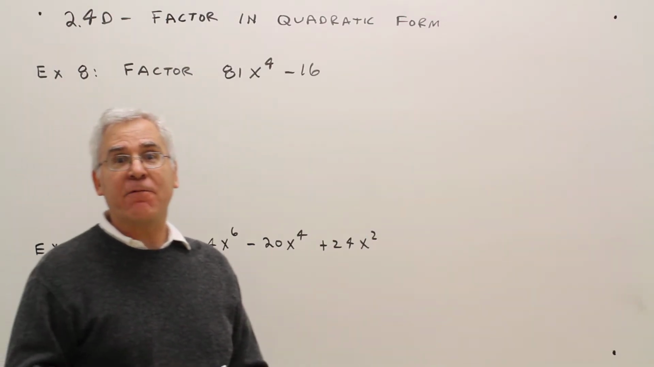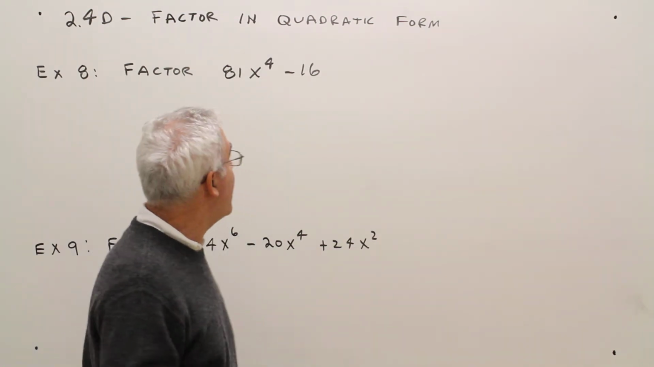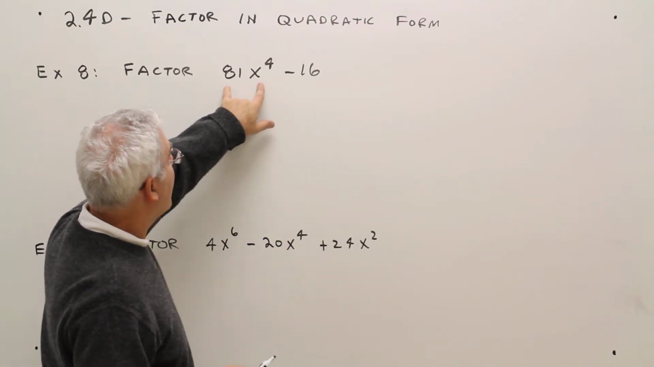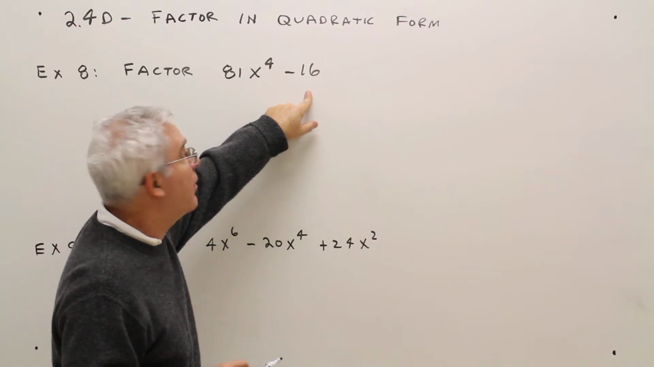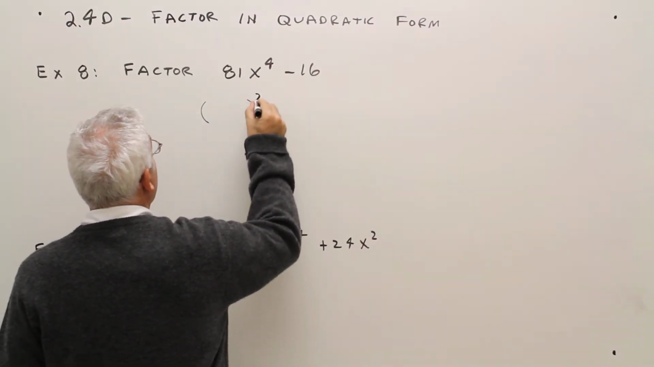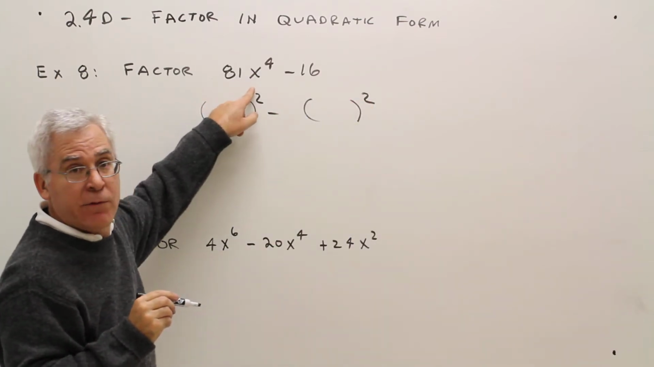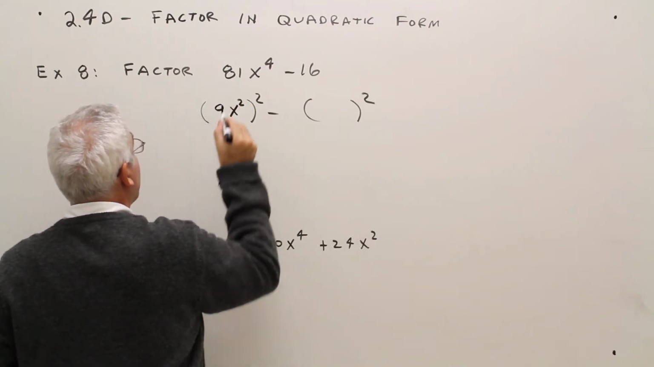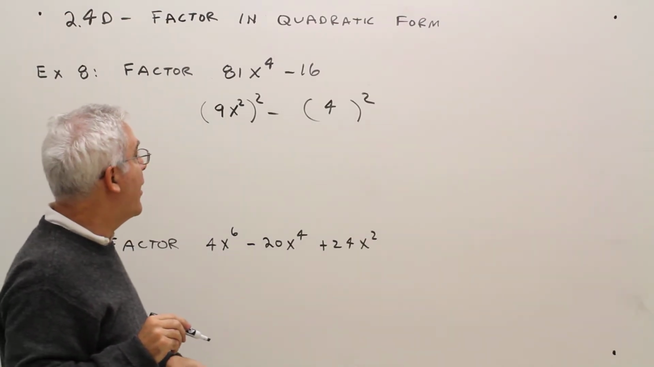So I'm thinking of either difference of squares or difference of cubes. Right now I'm thinking of difference of squares because you're somebody squared and you're somebody squared. So let me show you how I'm going to do that. The square root of 81 is 9, and the square root of x to the fourth is x squared. So (9x squared) squared minus 4 squared.